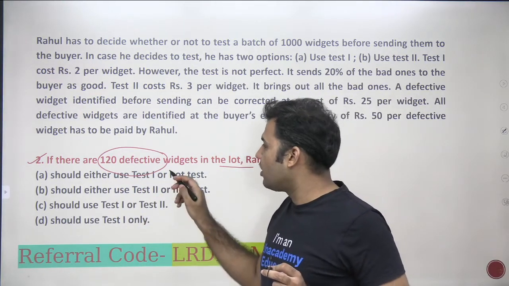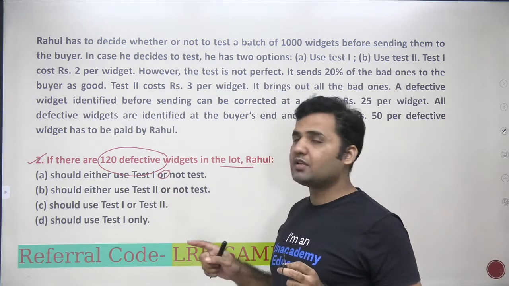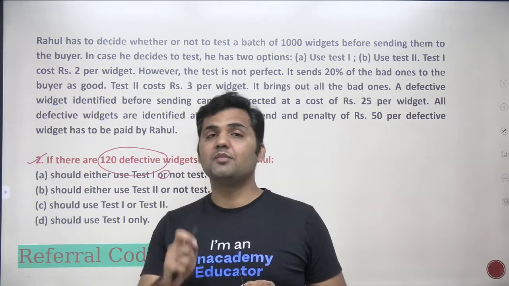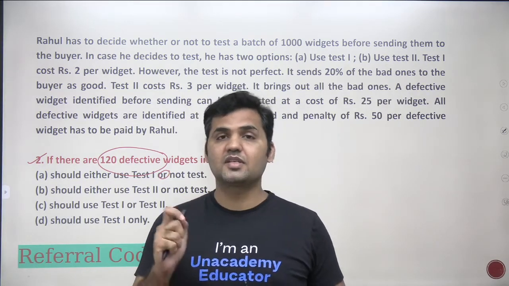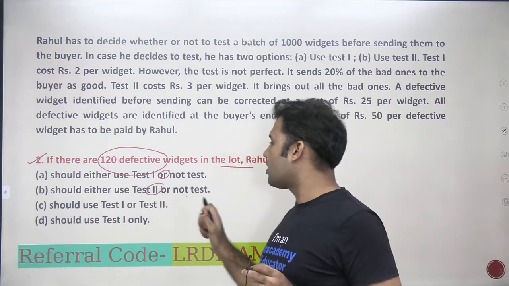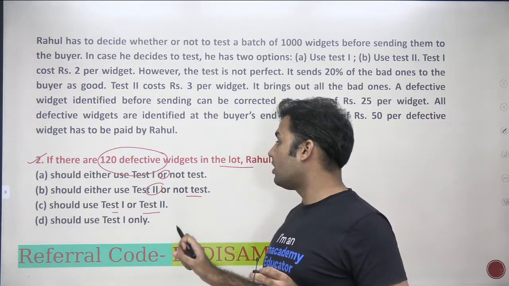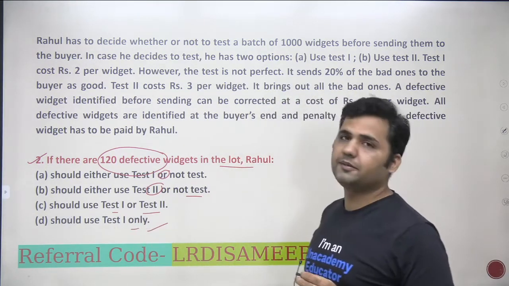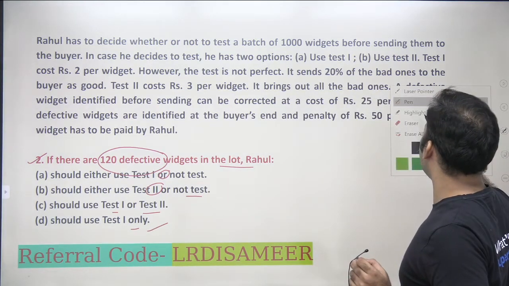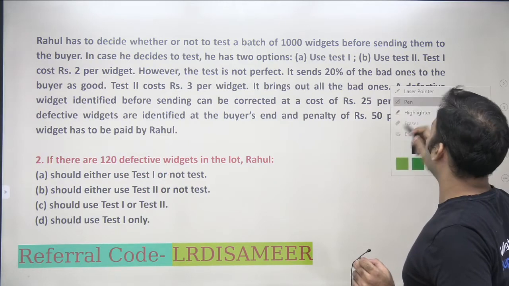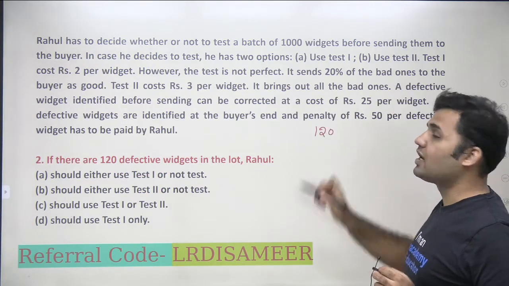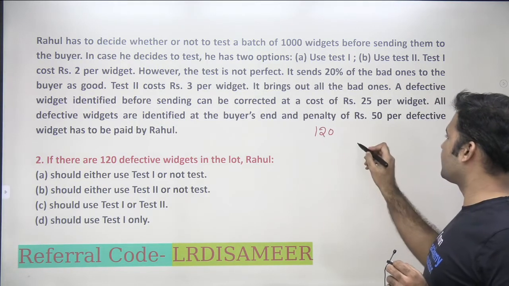If the word "or" is mentioned in this case, that means test one and not testing will give him the same, both will save him the same amount of money. Whether he should go for test two or not test, test one or test two only, or test one only. Okay, let's have a look at it. We have a total of 120 defective widgets, and this is the exact value. So let's look at it.